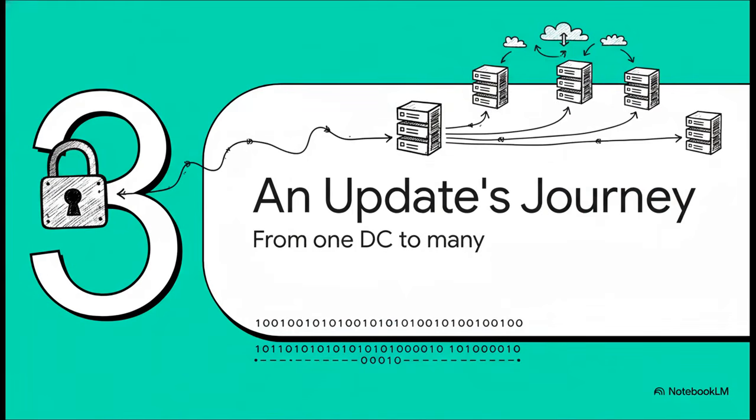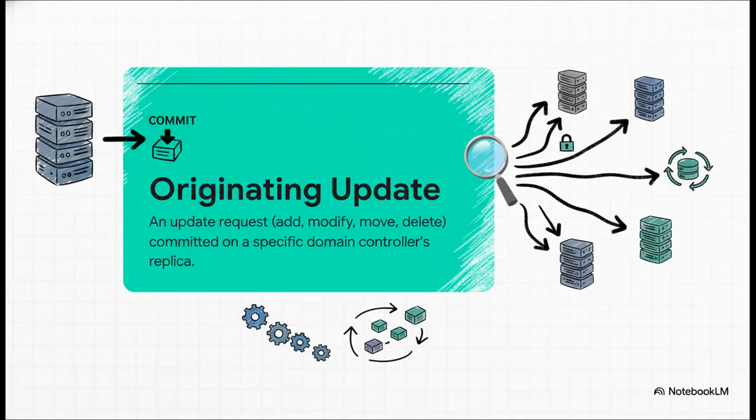Okay, now that we get the structure, let's actually follow a single change, like you resetting your password, and see how it travels through the whole system. So every single change, it doesn't matter if it's adding a new user or just tweaking a group membership, it all has to start somewhere, right? Well, in AD, that starting point is called an originating update. This is the first official record of that change, locked into the database on one specific domain controller.